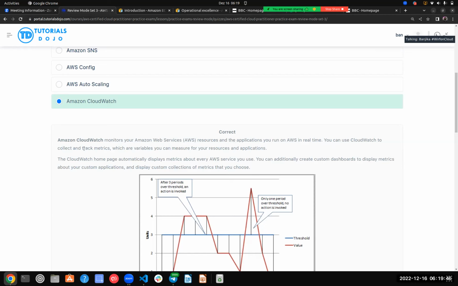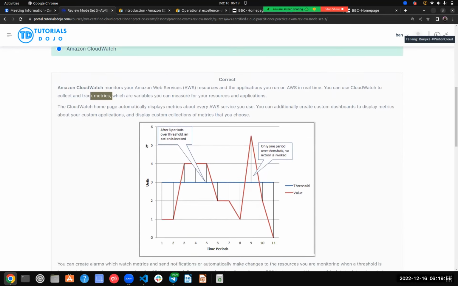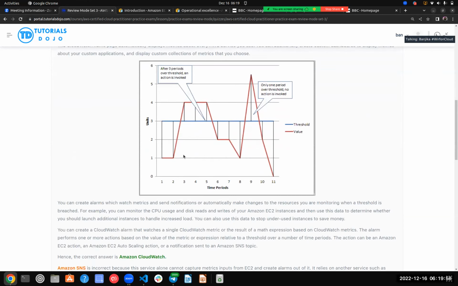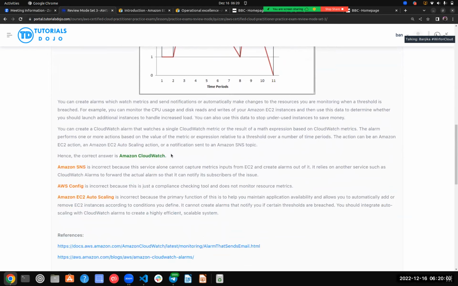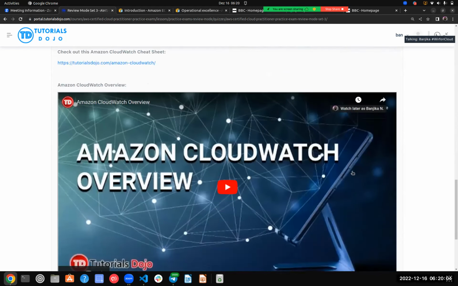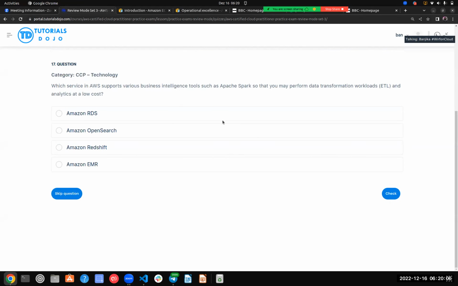You can use CloudWatch to collect and track metrics, which are variables you can measure for your resources and applications. So like CPU, memory, all of those things. And once it passes 80%, you configure it so that once it reaches that level, you get a message.